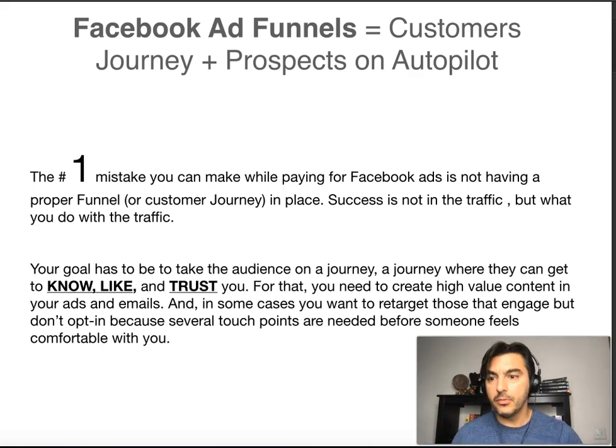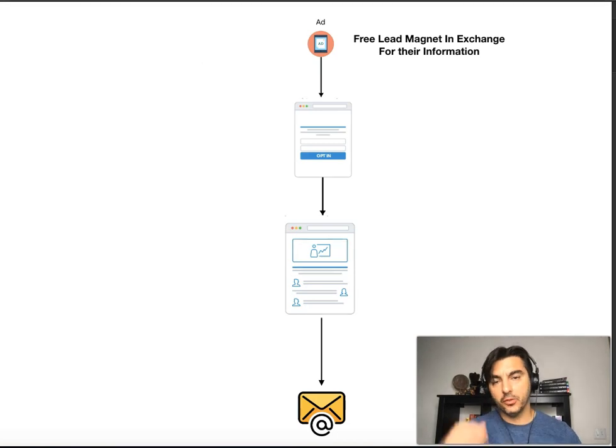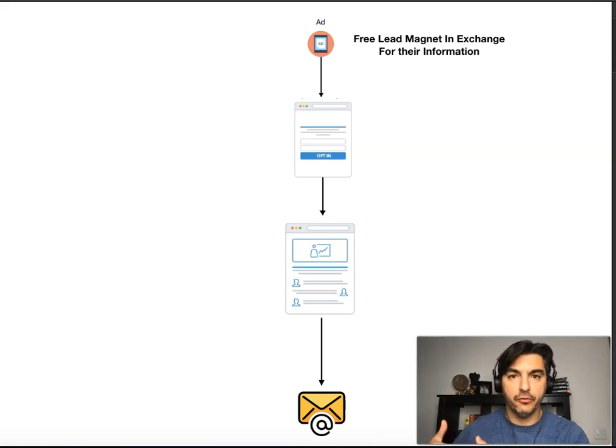Okay, so as I briefly touched on in one of the previous videos, this is the simple way to do your ad. We're not going to get into that, but basically in the funnel world, this is called a Tripwire funnel. It's a 2-page funnel. And we talked about creating your ad with your lead magnet in exchange for their information, right?